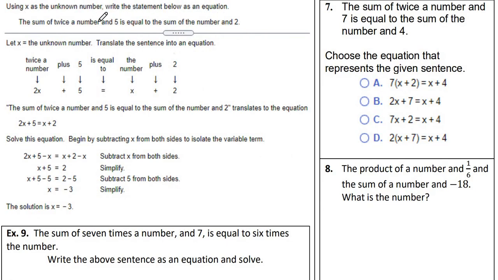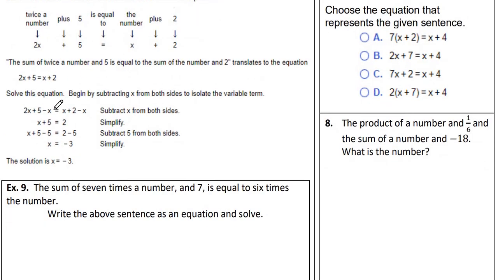So you see the sum of twice a number and 5 is equal to the sum of the number and 2. So when you translate this and use an x as the unknown number, twice a number is 2x, plus is plus, 5 is 5, is equal to is equal. The number is x, plus is plus, and then 2. And when you write it out, it's going to be 2x plus 5 equals x plus 2. Now, when you solve it right here, you'll come up with x equals -3.